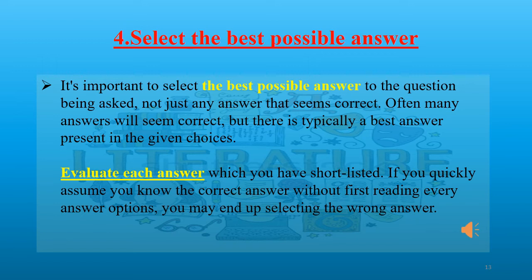Evaluate each answer which you have shortlisted. If you quickly assume you know the correct answer without first reading every answer option, you may end up selecting the wrong answer. For example, you know there are two incorrect answers, and now you have shortlisted only two answers. Among those two answers, evaluate each answer. In that way, you will have a better understanding of the right answer and you will be selecting the right one.